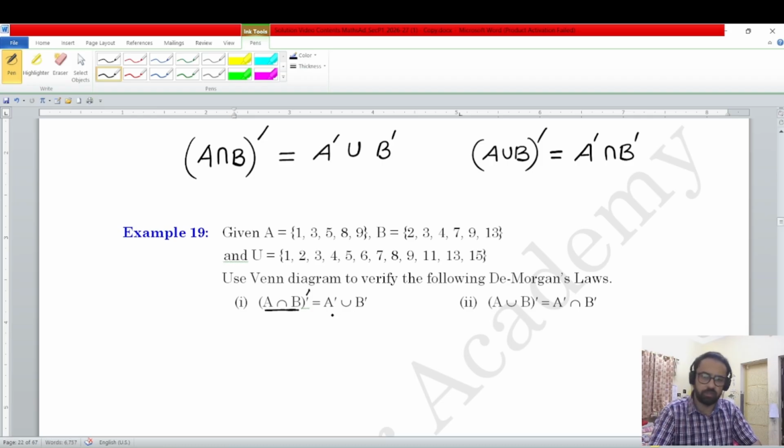Now go to the right hand side. First you find A complement, then you find B complement, and then finally you find the union between A complement and B complement. And you will see both will have the same final set. Left side and right side will have the same answer. Similarly, the question number 2. So I will leave it as an exercise for the readers.